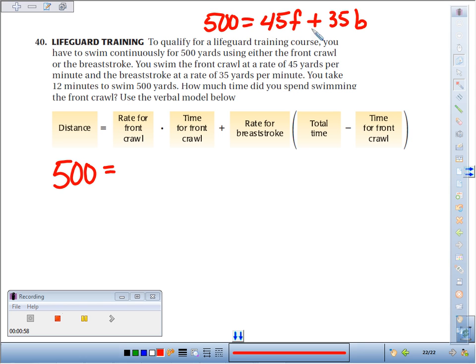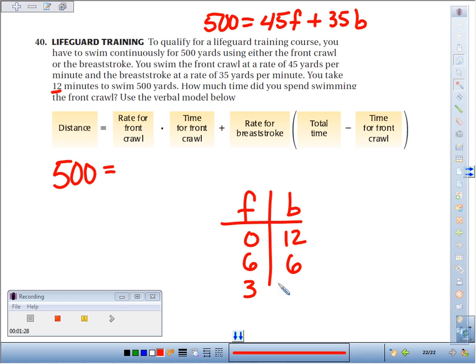So what we want to do is look at one of the variables in terms of the other. What do I mean by that? Well, let's say that we know we do this in 12 minutes. Let's think about front crawl, breaststroke. If I front crawl for 0 minutes, how long do I breaststroke? 12 minutes. If I front crawl for 6 minutes, that leaves 6 minutes to breaststroke. If I front crawl for 3 minutes, 12 minus 3, I do 9 minutes of breaststroke. But what if I front crawl for F minutes? How much time is left to breaststroke? Well, whatever's left after 12 minus the front crawl, that's how long I breaststroke.